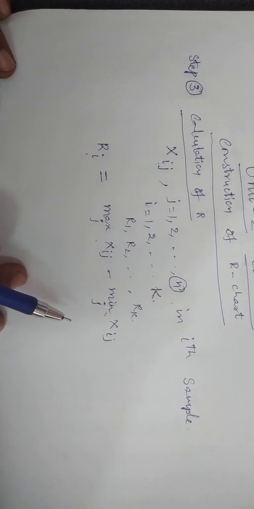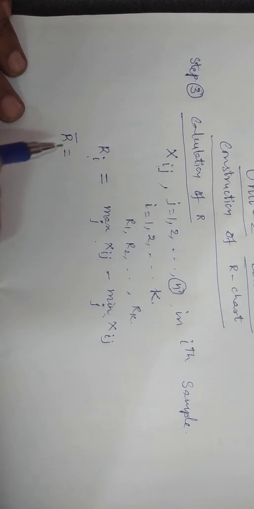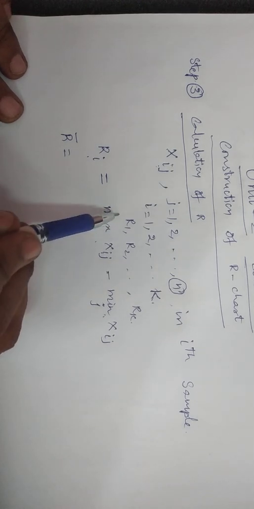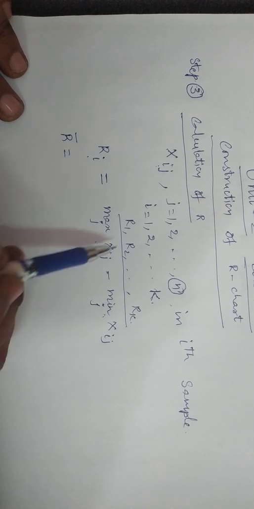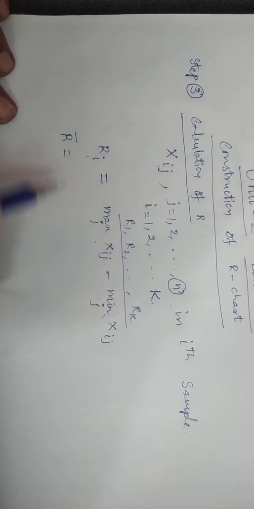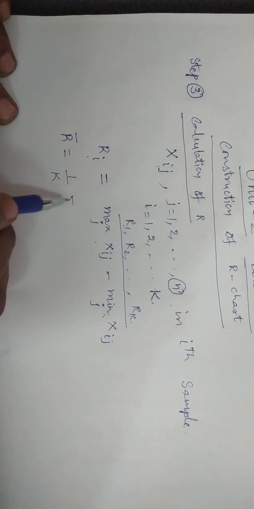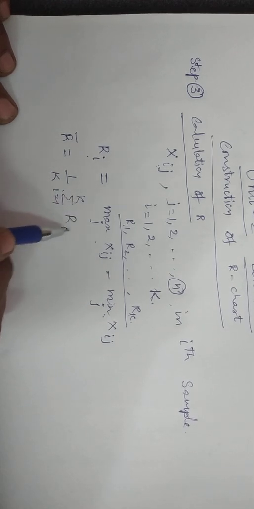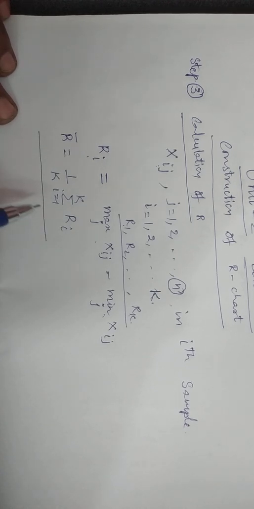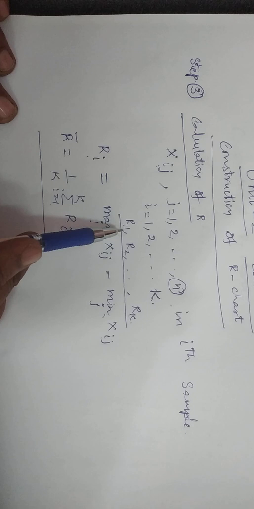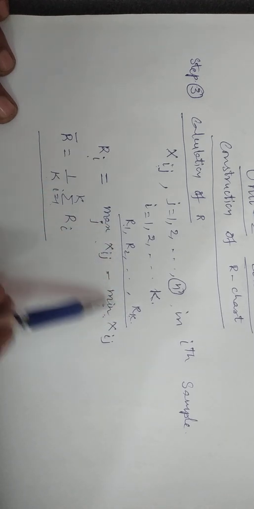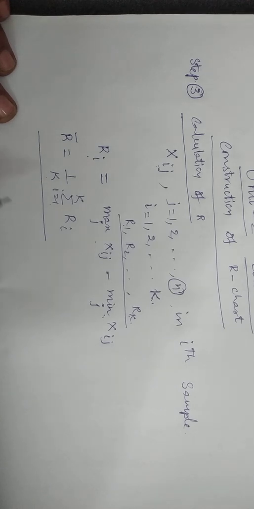Right? After calculating Ri, furthermore we have to calculate R bar. What is R bar? It is the average of all the sample ranges, R1, R2, up to Rk. R bar is calculated over how many samples? k. Therefore R bar is equal to 1 by k summation i is equal to 1 to k Ri. This is the simple formula of R bar. That is R1 plus R2 plus and so on plus Rk divided by k, because of the k samples. Right? This is the calculation part. Third part, calculation of R.